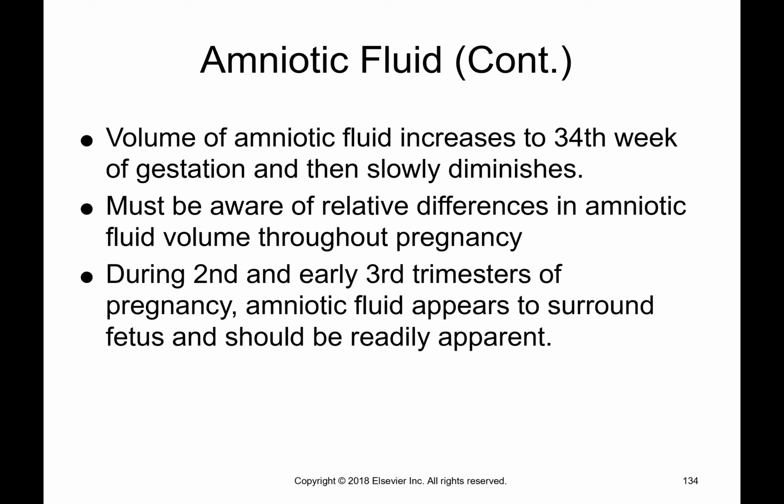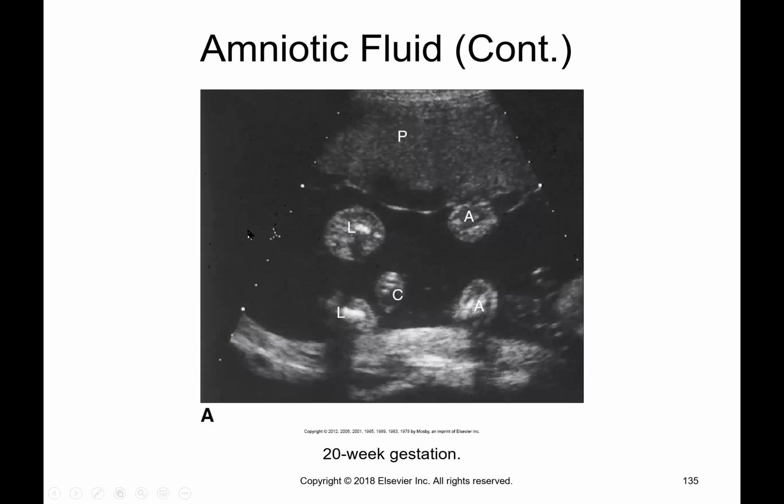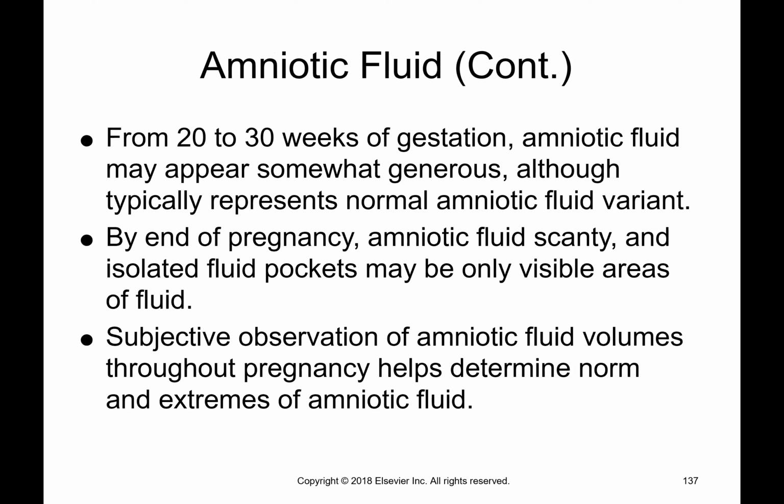During the second and early third trimester of pregnancy, amniotic fluid appears to surround the fetus and should be readily apparent. So all the black is the amniotic fluid. From 20 to 30 weeks of gestation, the amniotic fluid may appear somewhat generous, although it typically represents normal amniotic fluid. So it'll look like they have a lot in there, but that usually is normal. You want a good amount. Most of the time we just do a subjective observation of the fluid. If I feel like, wow, this baby looks like it has a lot of fluid, then I'll measure it. And at 20 weeks, when we do the complete scan, most of the time it's just subjective. Like, yeah, it looks like there's enough.